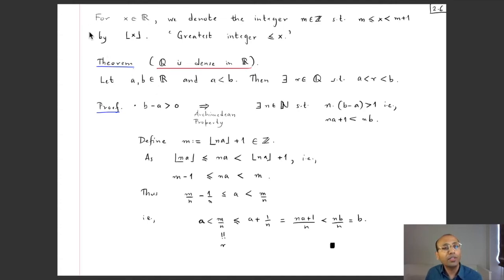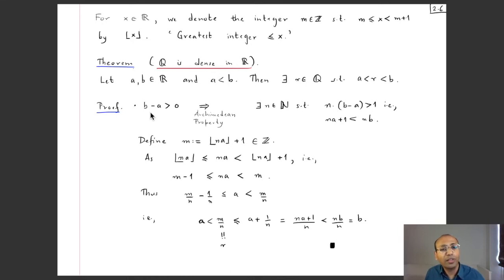Now we had proved this lemma because using that we wanted to prove this theorem, which says that the set of rational numbers is dense in the set of real numbers. In other words, whenever you have two real numbers a and b such that a is strictly less than b, there exists a rational number r such that r is strictly bigger than a and strictly less than b. So now let us complete the job and let us prove this theorem.